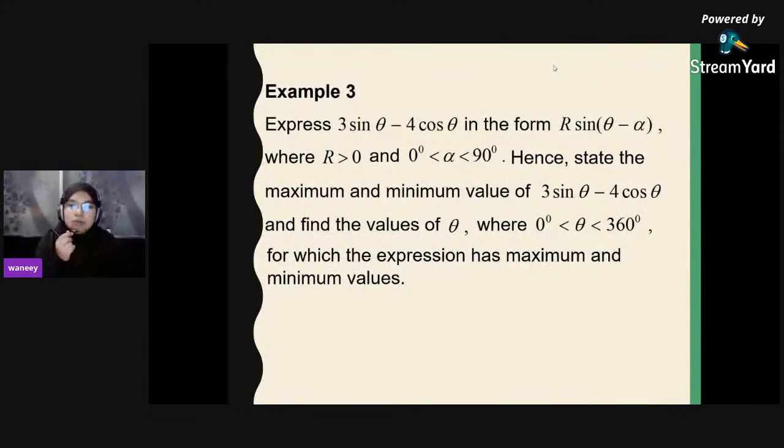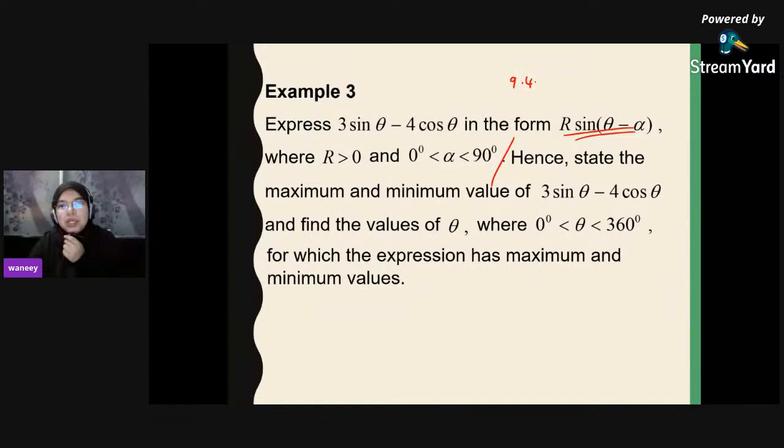So we need to know the maximum and minimum value as well as what is the value of theta so that we can get a maximum value, and what is the value of theta so that we can get a minimum value. Right, so firstly, we got to solve the first part first. So express in the form of r sine (theta minus alpha). So should I give you a few minutes for you to try them? So I give you 3 minutes. That will do, I think.